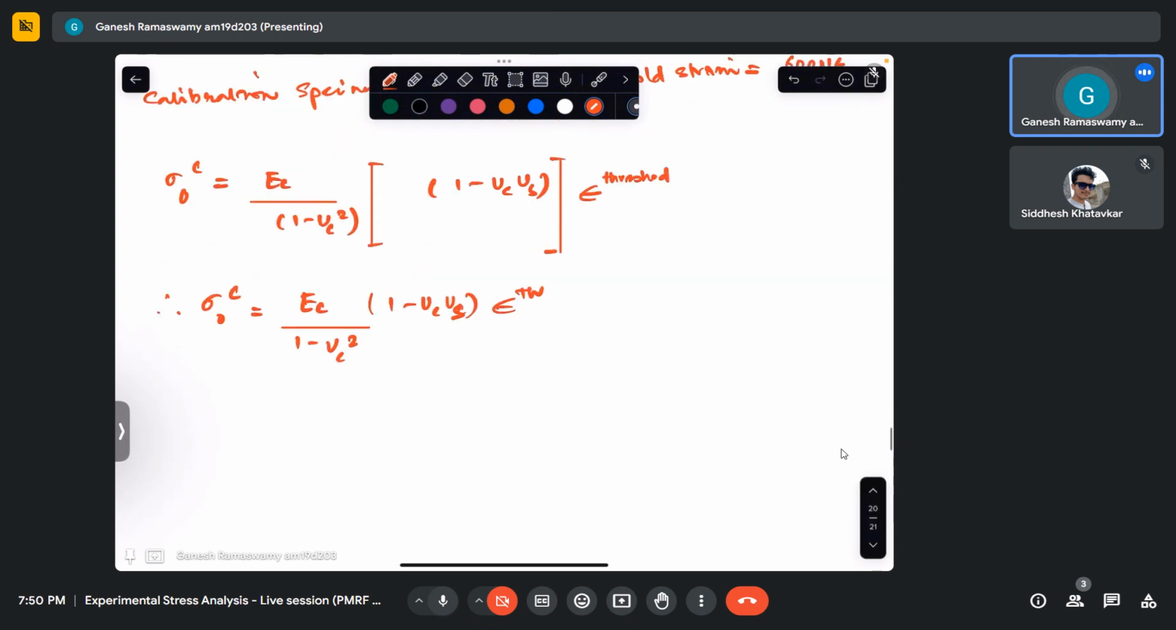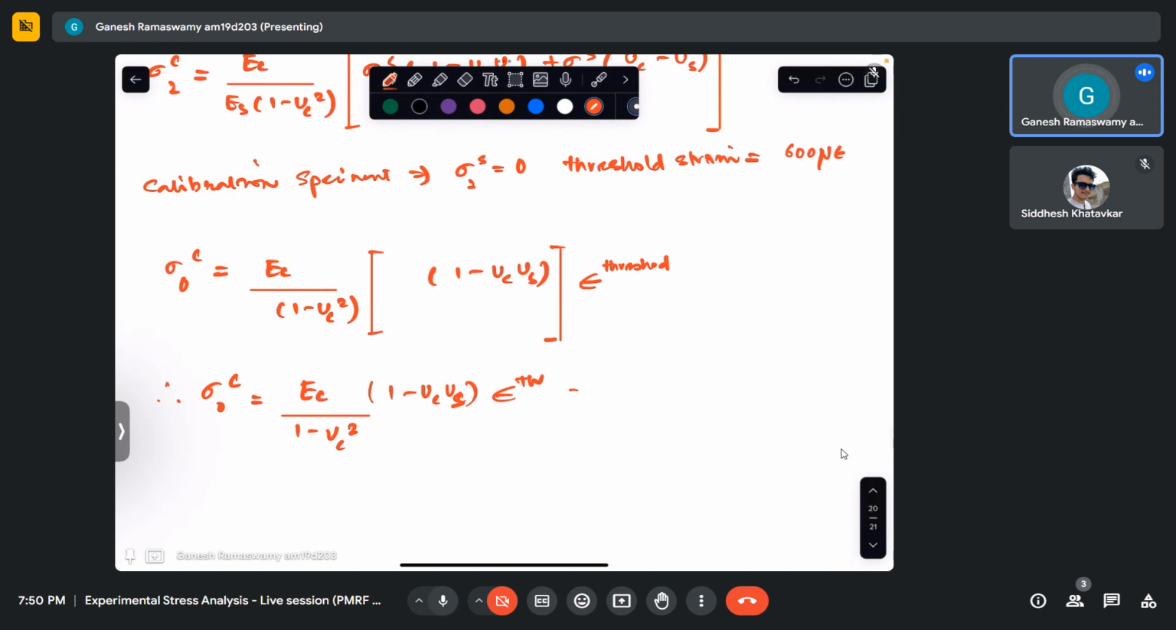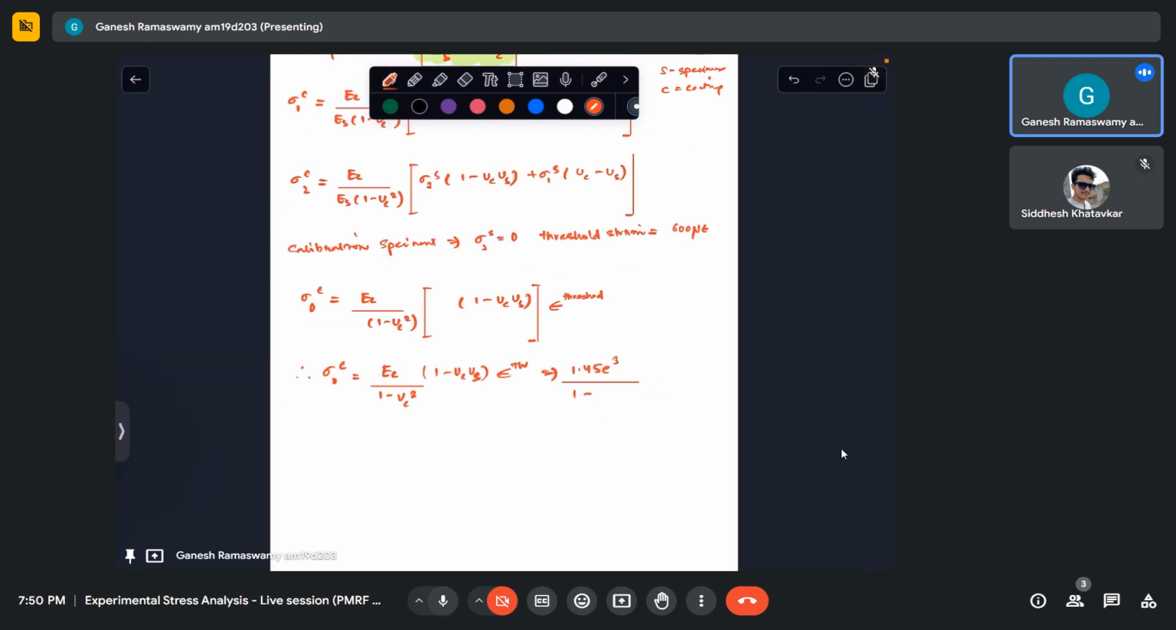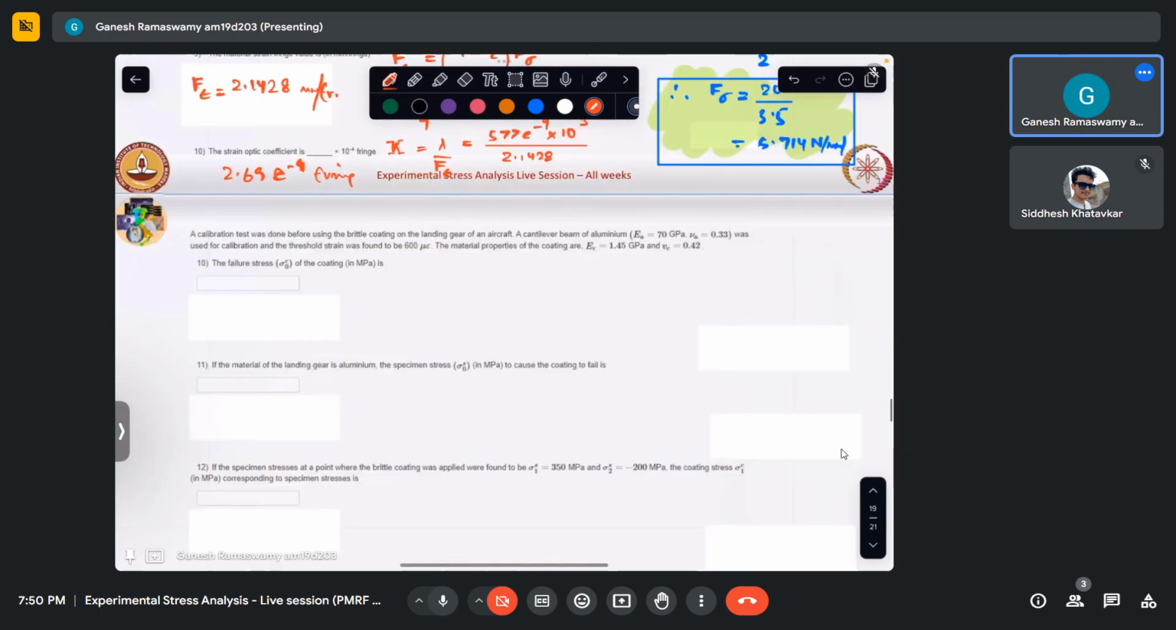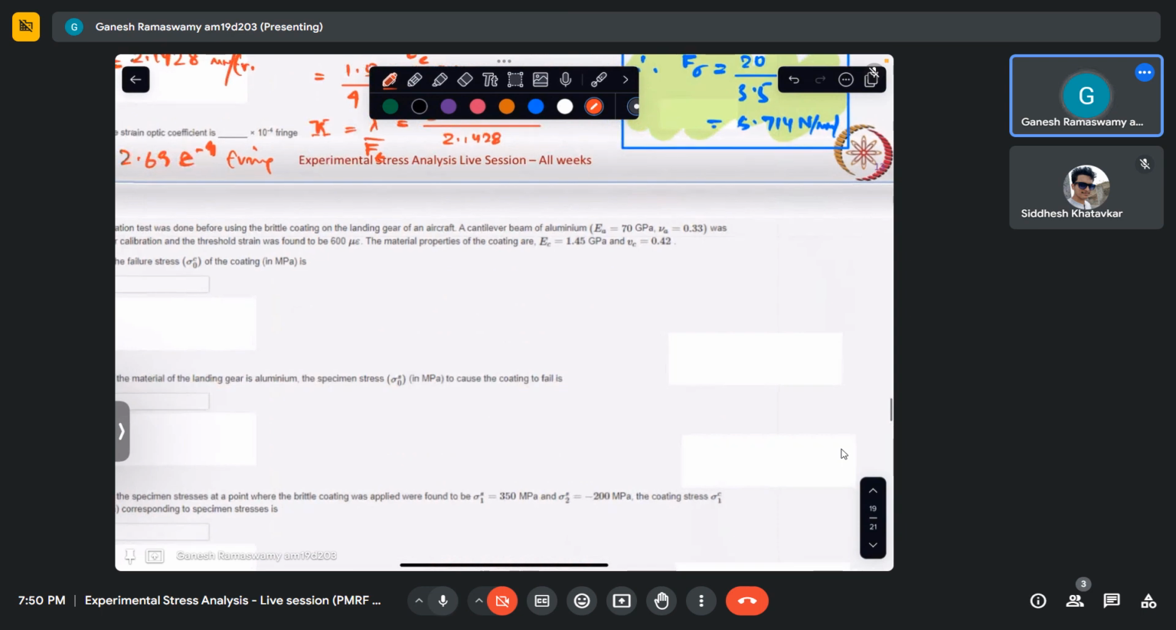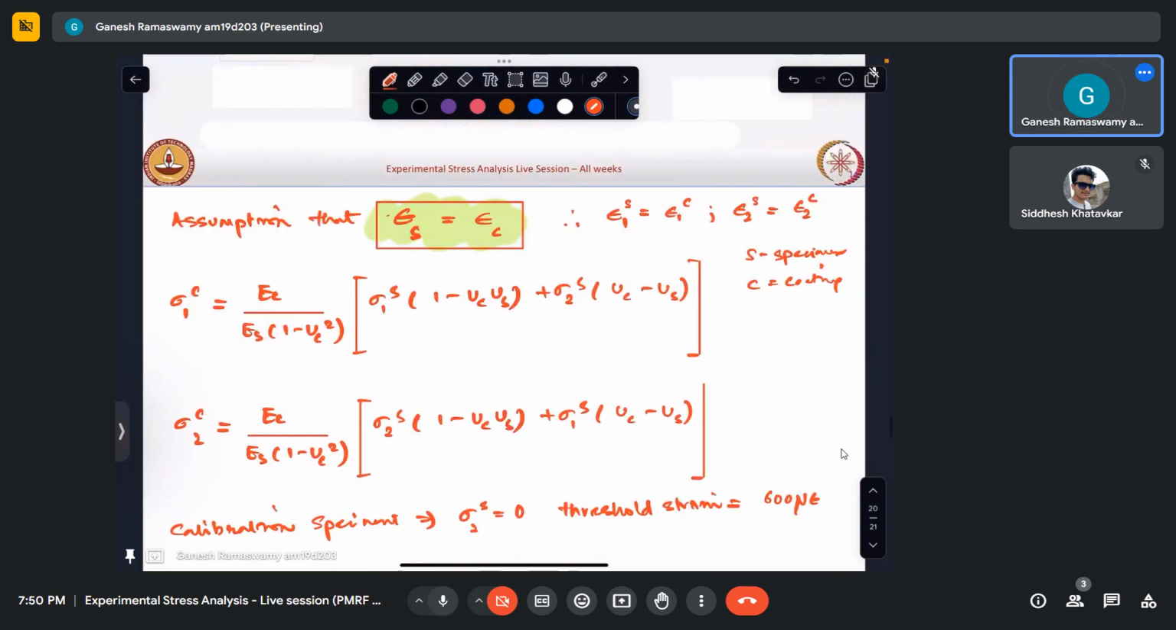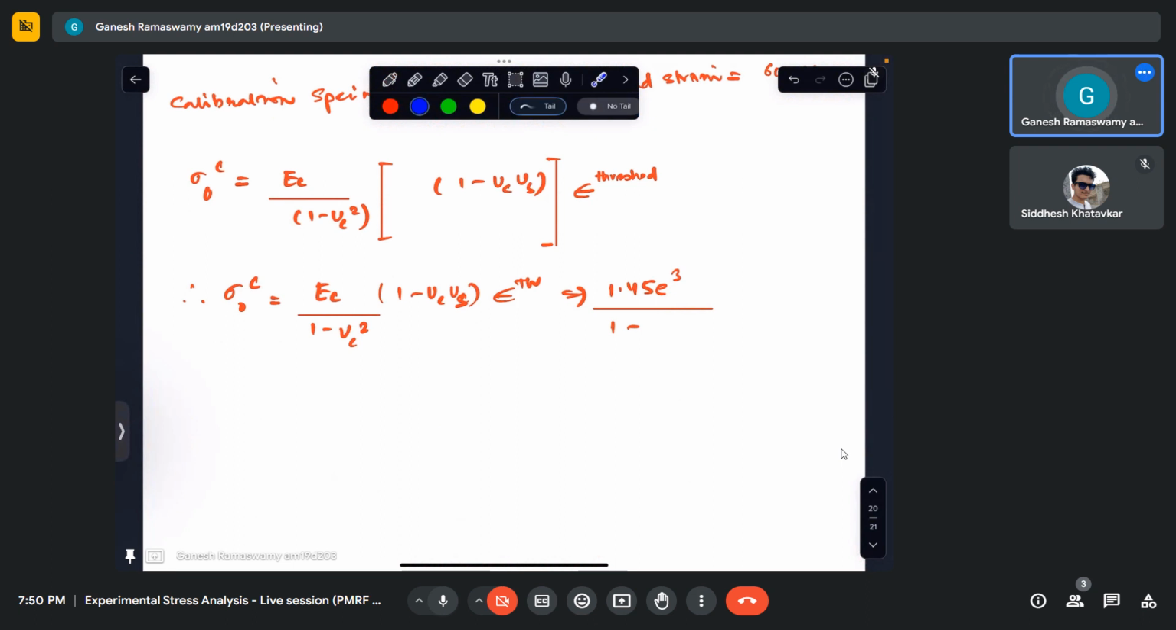So let us quickly substitute what the values are. We have been given EC as 1.45 GPa divided by 1 minus mu C. Let me just check it from the question once. Mu C is 0.42, mu A is 0.33. Now we should not get confused that this is mu S and that is mu A. Essentially, this implies that it is for the specimen. And since we are dealing with calibration presently, the specimen was aluminium. So mu S is nothing but mu A. I hope that is clear.